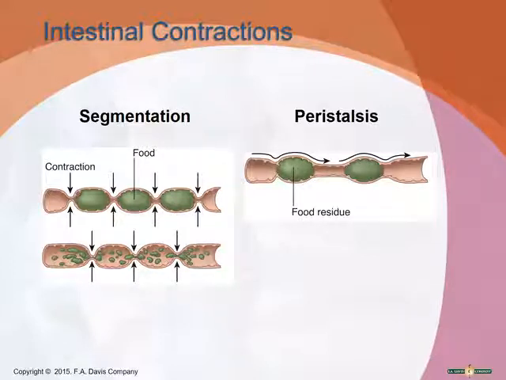Segmentation involves ring-like constrictions that occur at intervals along the small intestine. When the first contracted areas relax, new contractions occur in other locations. This back and forth movement breaks up food particles and kneads the contents of the intestines, mixing it with the digestive juices.